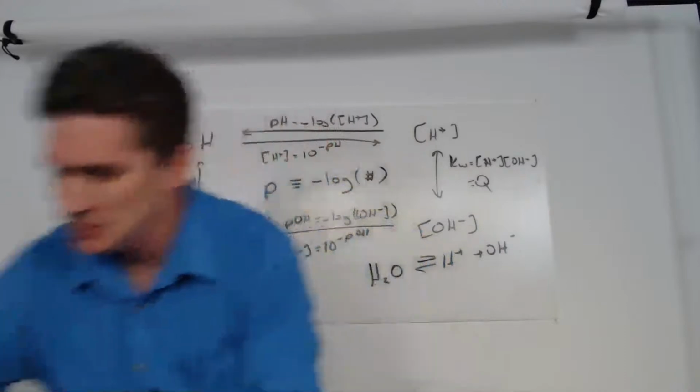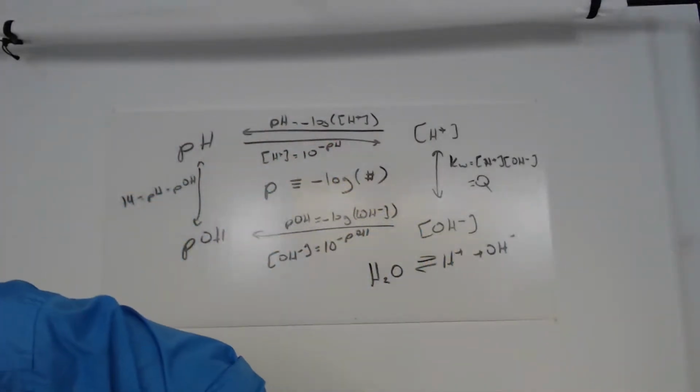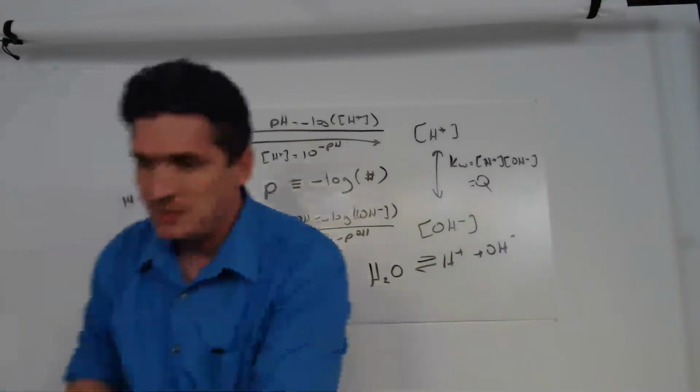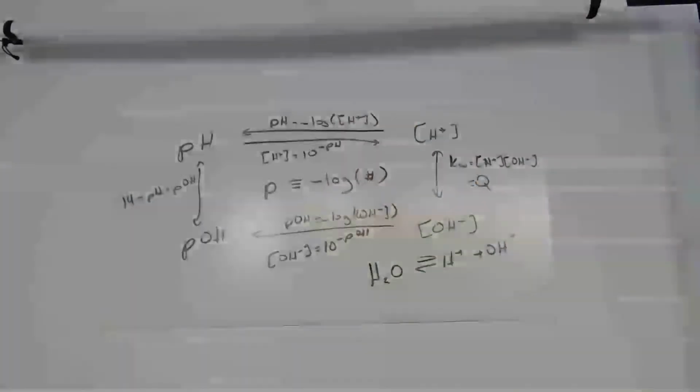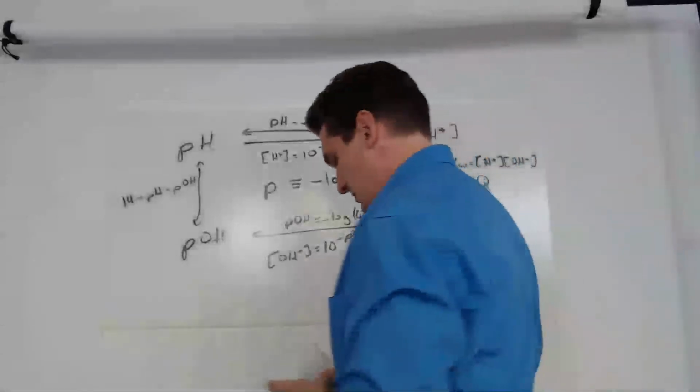Last part of the discussion board. Let's bring up the discussion board and find out. So it's asking you what is the pH if the concentration of H plus is 10 to the negative 7. So let me create a little bit of space on the whiteboard.